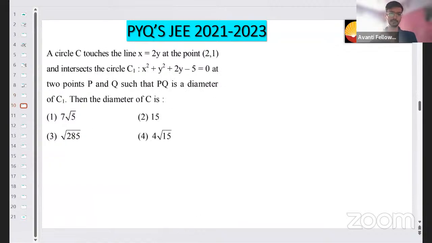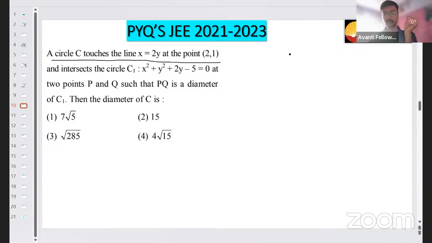Yeah, let's see. I'll read the question with you all. It is a very good question. A circle touches the line x equals to 2y at the point, and intersects at 2 points, such that PQ is diameter. So again, there is a lot of information given. Let's start with some of the information. A circle touches the line at this point.